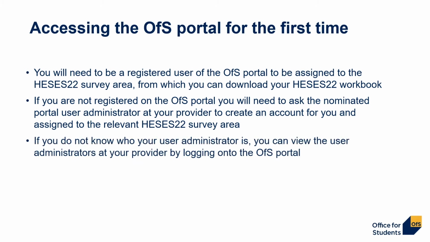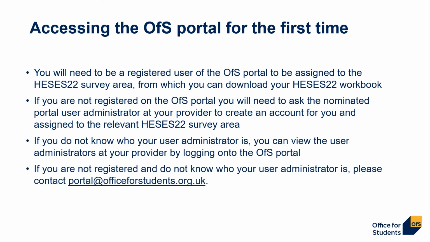If you're unsure about who your user administrator is, but you are a registered portal user, you can view the portal administrators at your provider by logging into the portal. Otherwise, if you can't log in and you don't know who the administrators are, please contact us at portal@officeforstudents.org.uk. Both the video and the document that I referred to on the previous slide describe the steps in more detail, so refer to those if you need to.